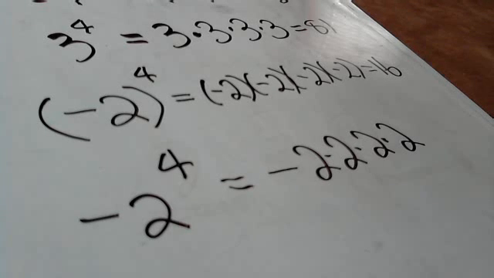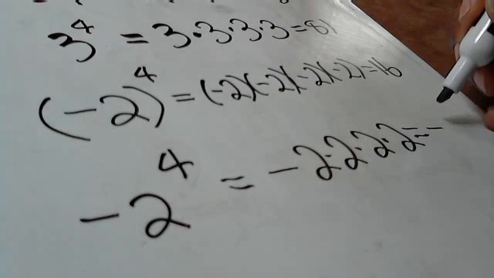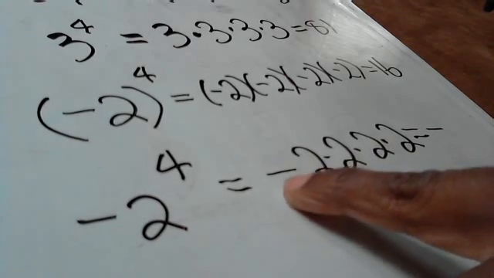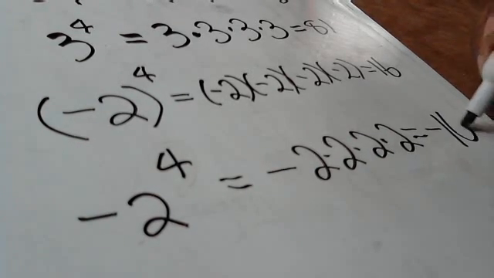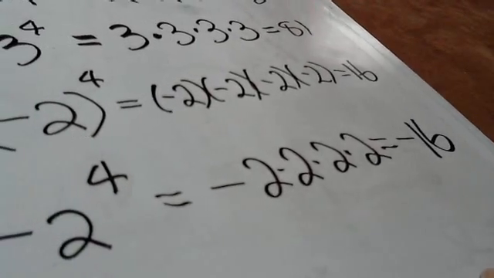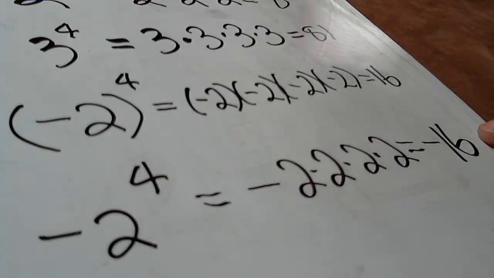Okay? And then when we figure that out, 2 to the 4th, 2 times 2 times 2 times 2, that's 16. But this is saying the opposite of 2 to the 4th. So what we'll get is negative 16. So that's the difference. In this particular case, we very obviously come up with different results, 16 versus negative 16.